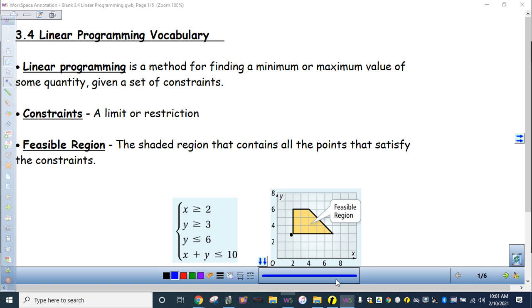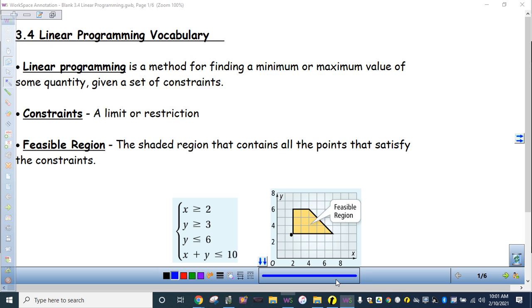So 3-4 linear programming. I love these mathy sort of definitions. This is an impressive one for linear programming. It's a method for finding a minimum or maximum value of some quantity given a set of constraints. It's 100% true, that definition, but it really doesn't tell you a lot until you know what the linear programming process is.